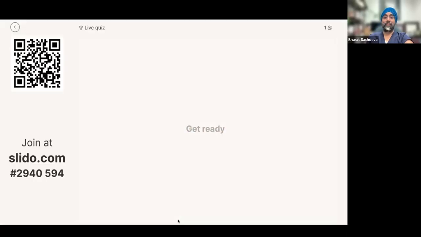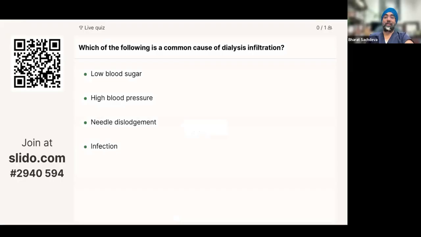Yeah, so if you end up being in a unit where there's nothing else, you do want an ultrasound. All right, let's do a quick question on the poll. Looks like we only have one person who's joined the poll. So if anybody else wants to join the poll, scan in the Slido QR code. It's completely anonymous. You don't have to enter your name. And see if you can answer along. Which is the most common cause of infiltration of a dialysis fistula?